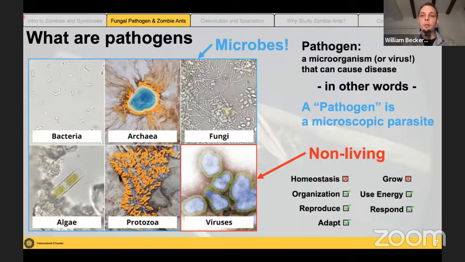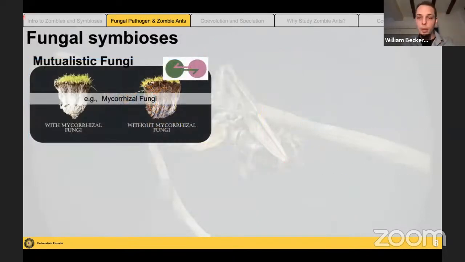But anyway, to sum everything up in our quick little introduction lesson, viruses are lumped in together with other microbes and are called pathogens when they have a parasitic relationship or a harmful relationship to a host. Now, we're going to talk about pathogenic and parasitic fungi today. And fungi do all sorts of really cool symbioses. There's mutualistic fungi, like the mycorrhizal fungi that associate with the root base of plants.